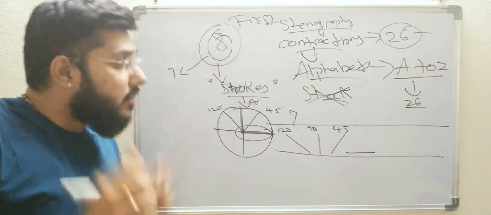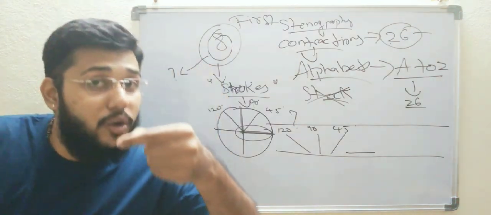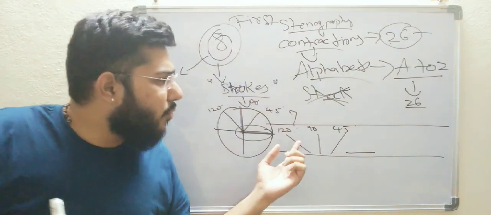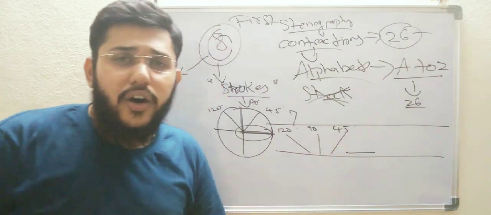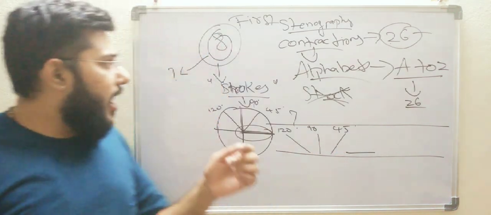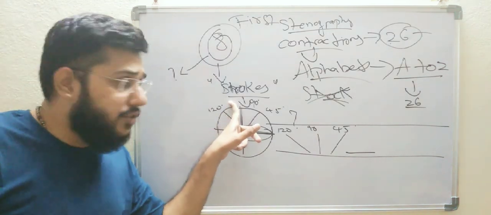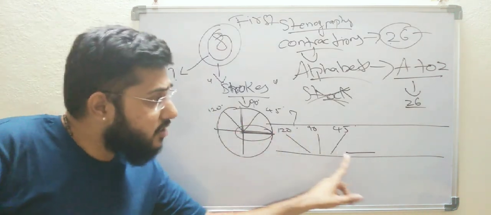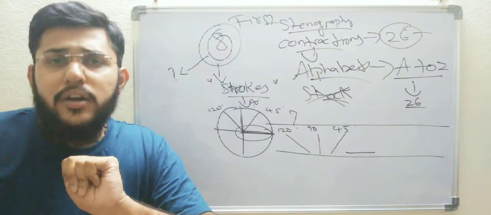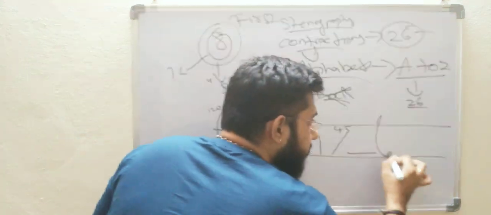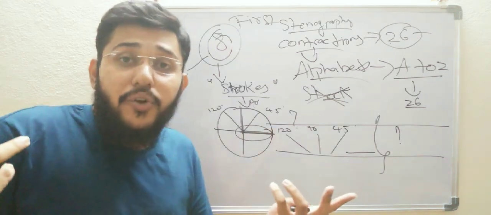Now you have to raise a question: what are these 120, 90, 45 and horizontal? You told me that we have 8 strokes, but here you are teaching us only 4. So where are the rest of the 4?